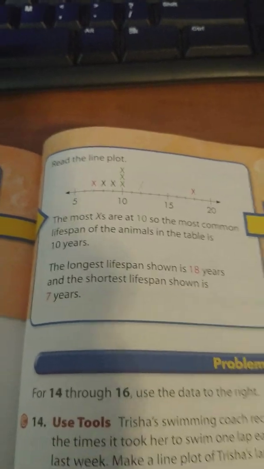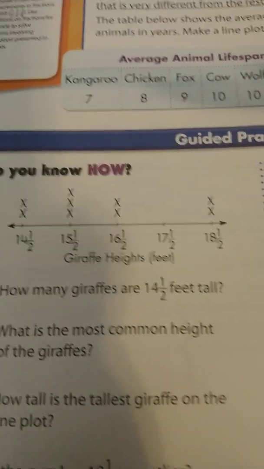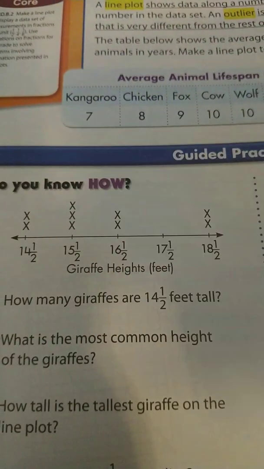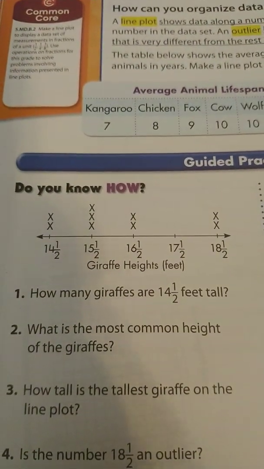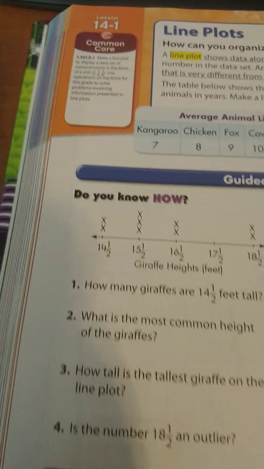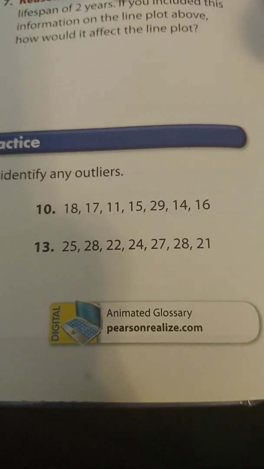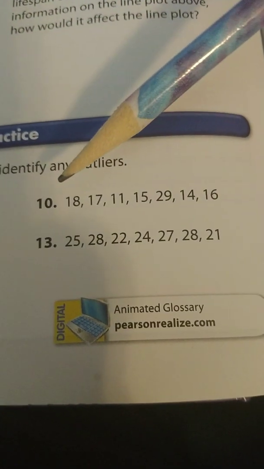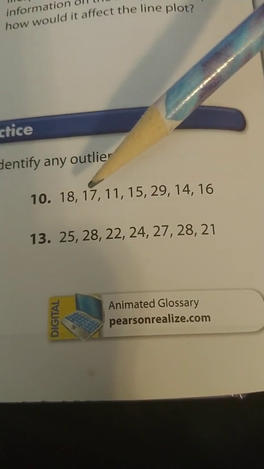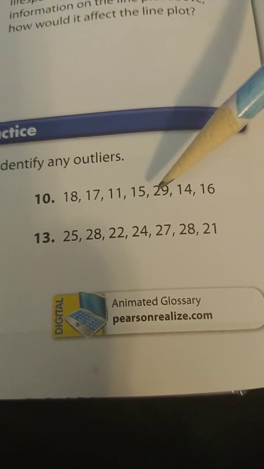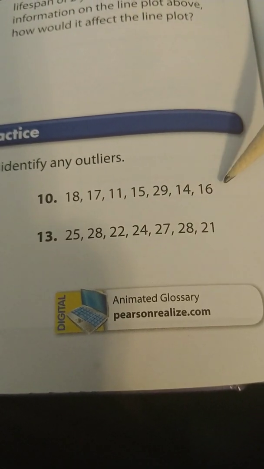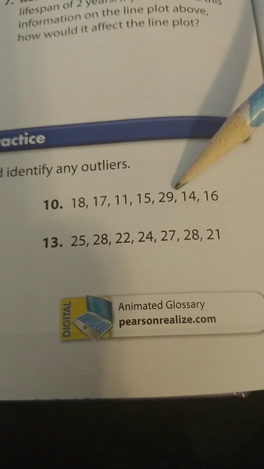So that is it for today. It does get a little bit tricky because they'll throw fractions at you, but you guys know how fractions work, so you can get that taken care of. Here they are giving you just a list of numbers, and they're asking you what is the outlier. If you can, just look at these. 18, 17, 11, 15, 29, 14, 16. 29 is going to be your outlier.